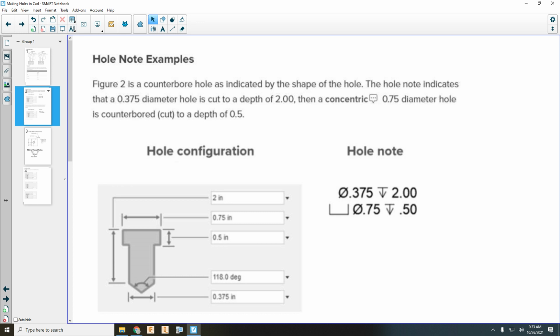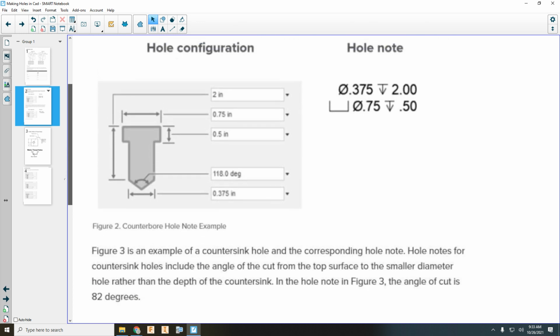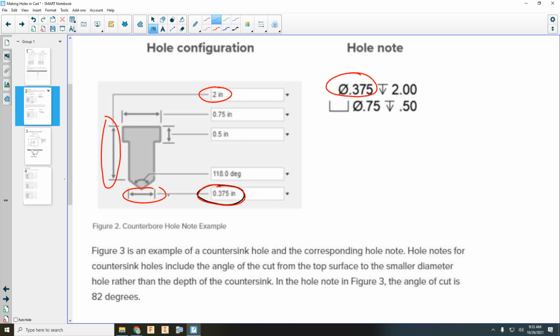Okay, so if we look at a couple examples that they give us, what do we have here? The overall diameter is the overall diameter of the screw, or whatever the hole size we are looking at. Here, let's do this with colors. So that's the 0.375 diameter, right? And then we have an overall depth, which is 2 inches, which of course is this depth here.